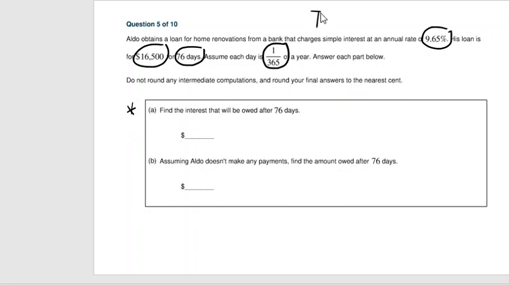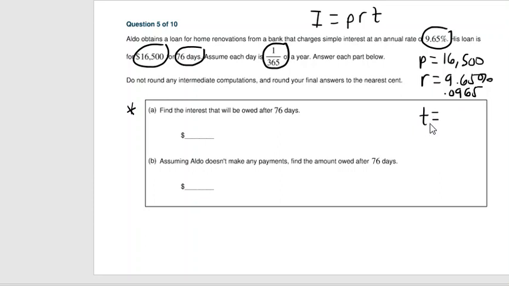So again, we're going to use our simple interest formula. Interest is equal to principal times rate times time. Let's identify all of the things that we know. We know that the principal, or the loan amount, is $16,500. We know that the rate is 9.65%, which we're going to change to 0.0965. We know the time, so the time in years, we know the time is 76 days out of 365. This would be the time in years. Okay, so now we are ready to figure out the interest.